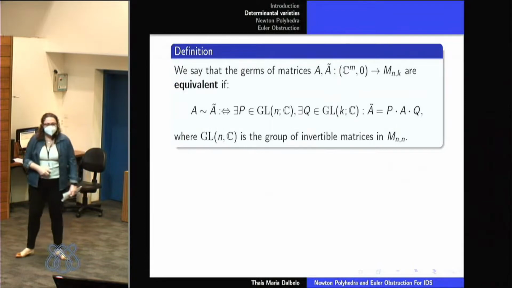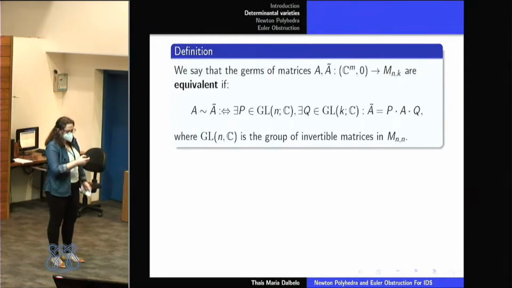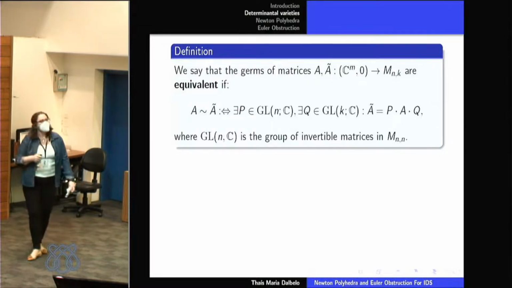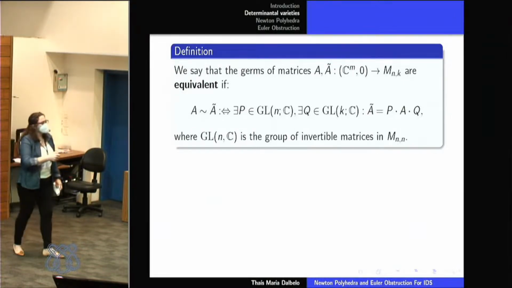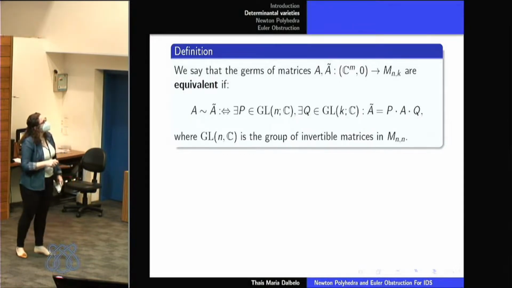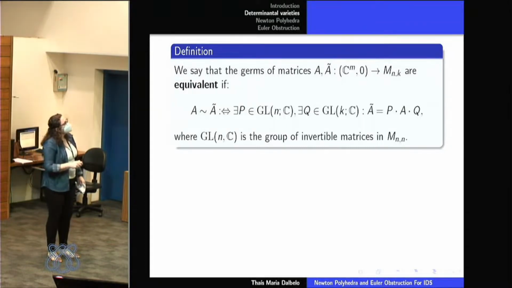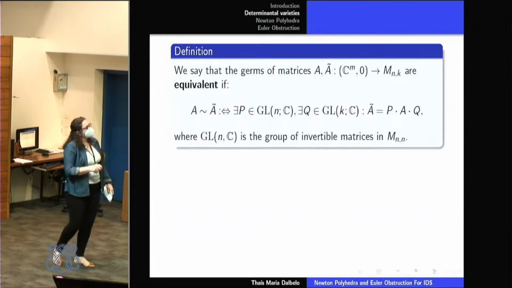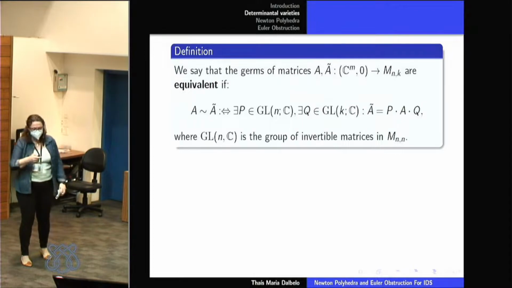Now, although the smoothing depends on the analytical structure of the variety, it doesn't depend on equivalence of matrices. By equivalence, I mean this equivalence here. We say that two matrices are equivalent if there exist P and Q invertible matrices such that we can write A tilde using this product here, which are basically row and column operations.